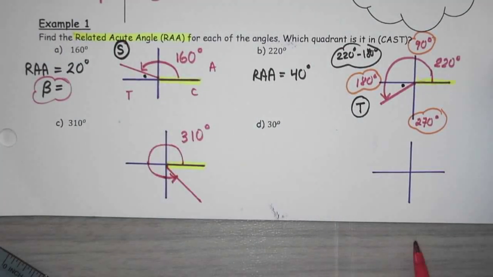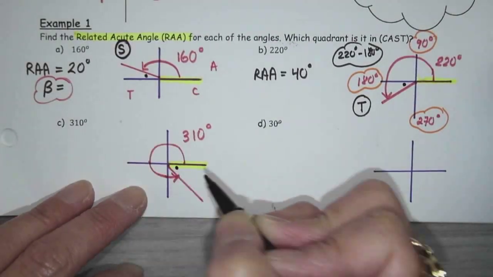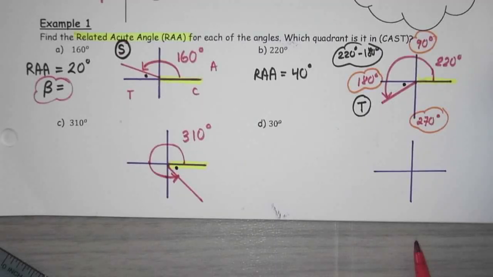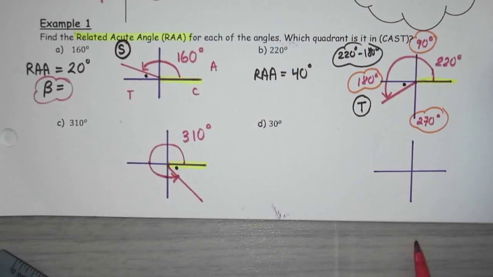What is my related acute angle, which is always between the terminal arm and the x-axis, never the other way, never, ever. Always here between the x-axis, right? My x-axis is the important one. That's the one we're referring to. So what's this leftover little angle there? And how would I get it?